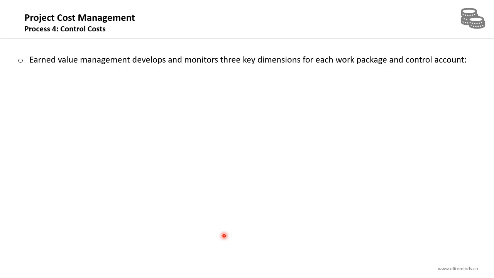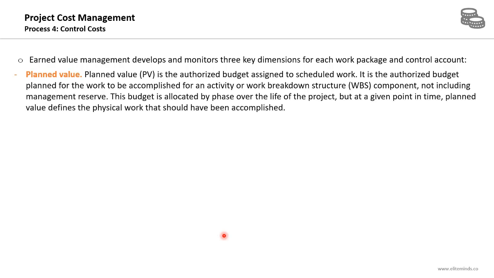Now, earned value management develops and monitors 3 key dimensions for each work package or for each control account on the work breakdown structure. These 3 dimensions are the planned value, earned value, and actual costs. And these 3 dimensions are very important before we dig deep into this technique. Starting with the planned value, it can be defined as the authorized budget assigned to scheduled work.